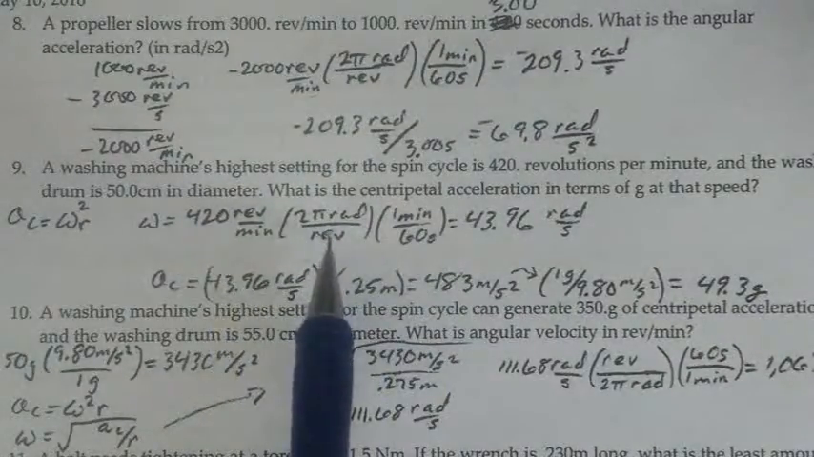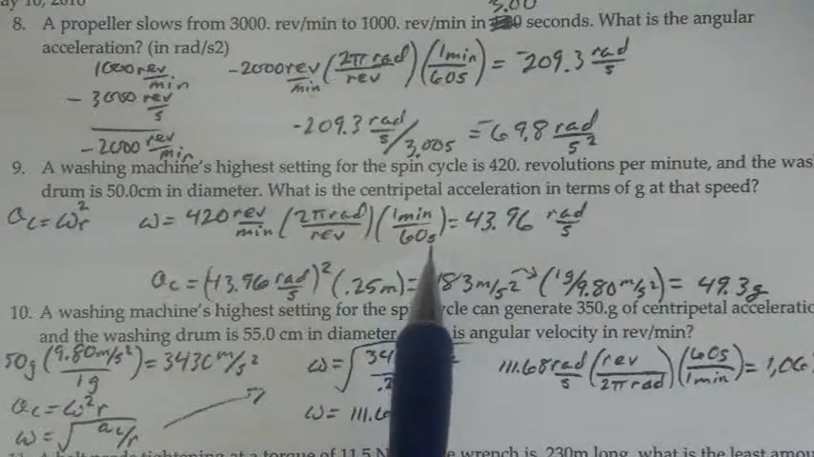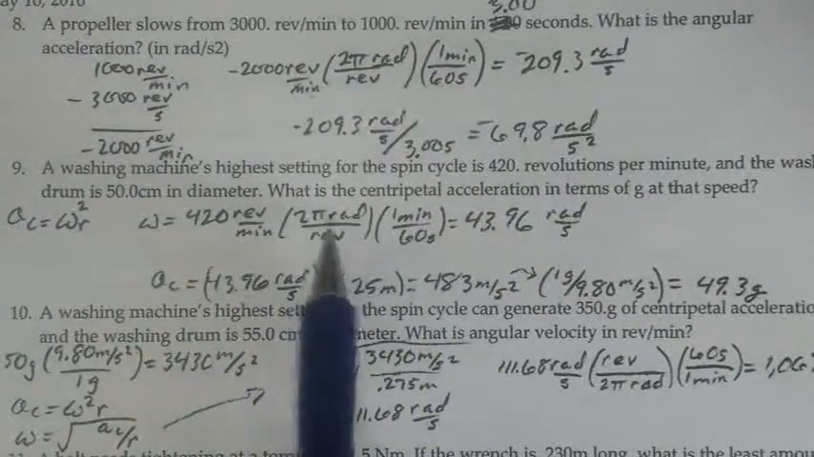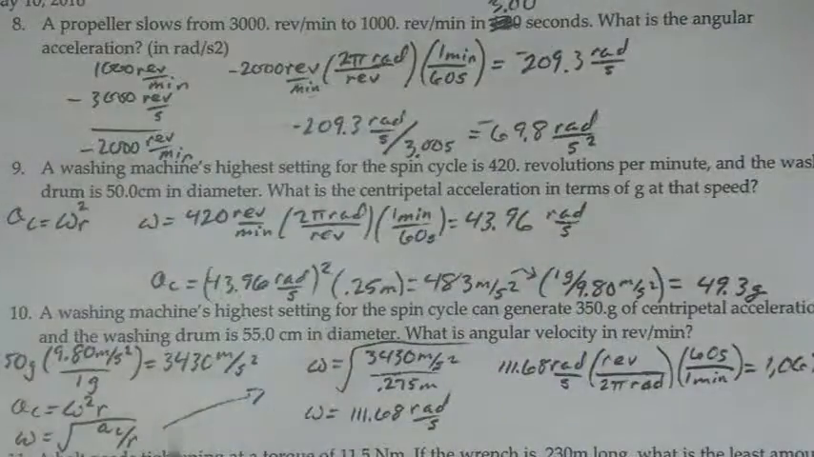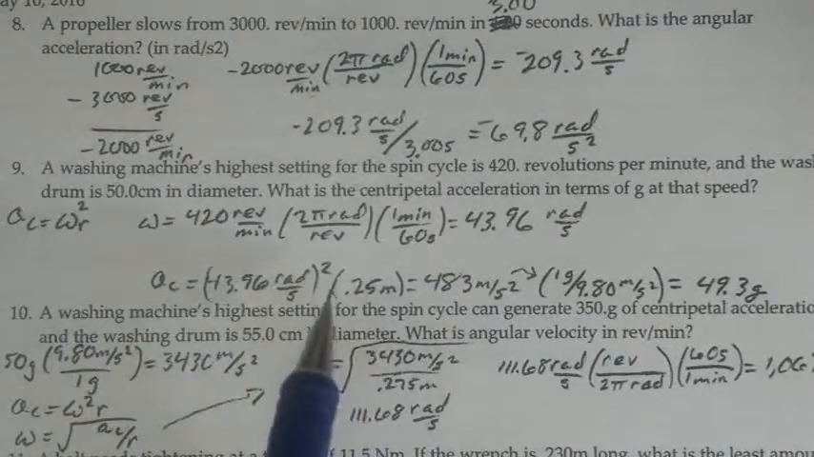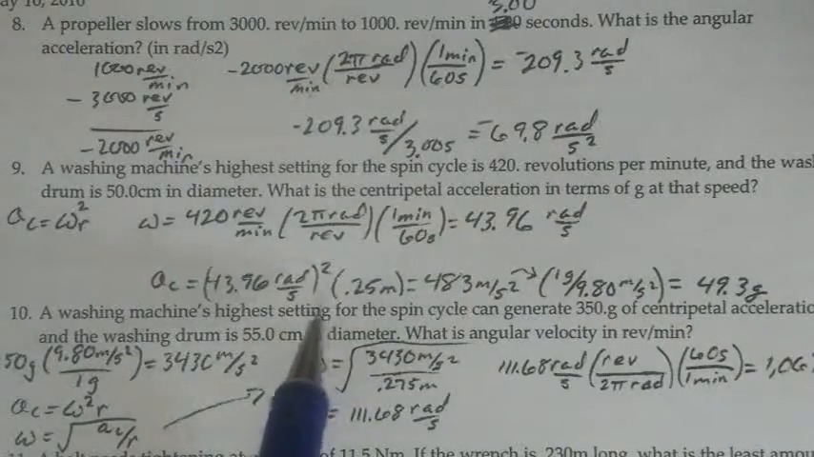There are 2 pi radians per revolution. The revolutions cancel. And I want it in per second again, so the minutes cancel up and down. Multiply these two, divide by 60, gives me 43.96 radians per second. Now that's something I can use, and it will multiply correctly in here, because if I took revolutions times meters, it doesn't really work. I need radians times meters.